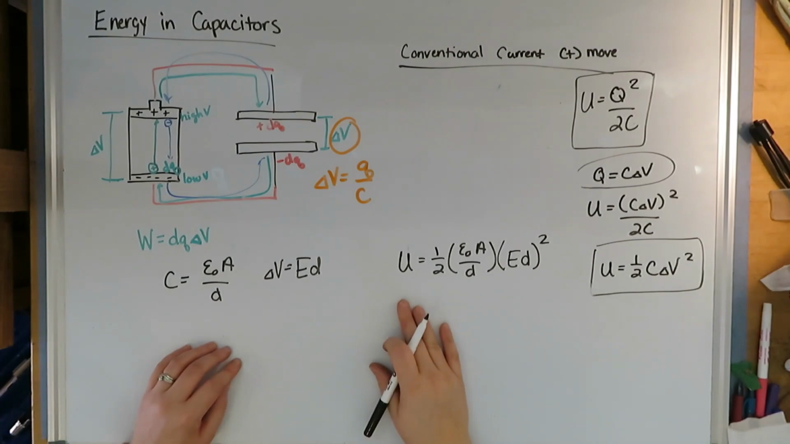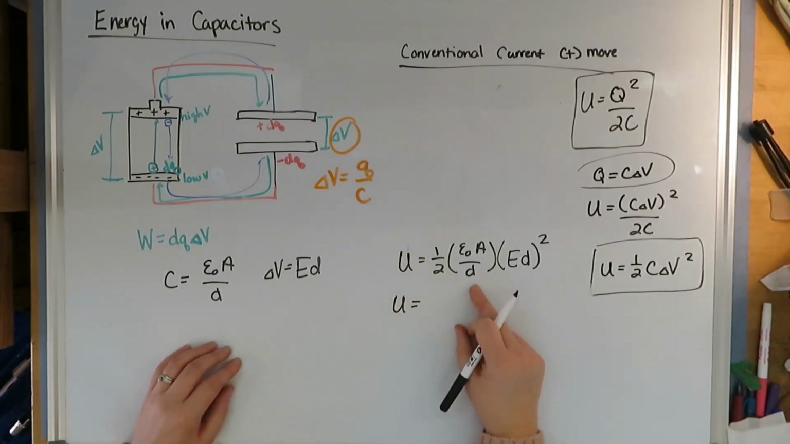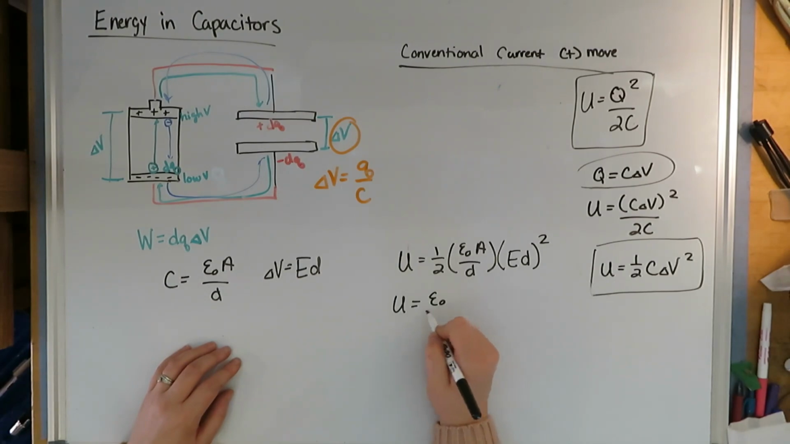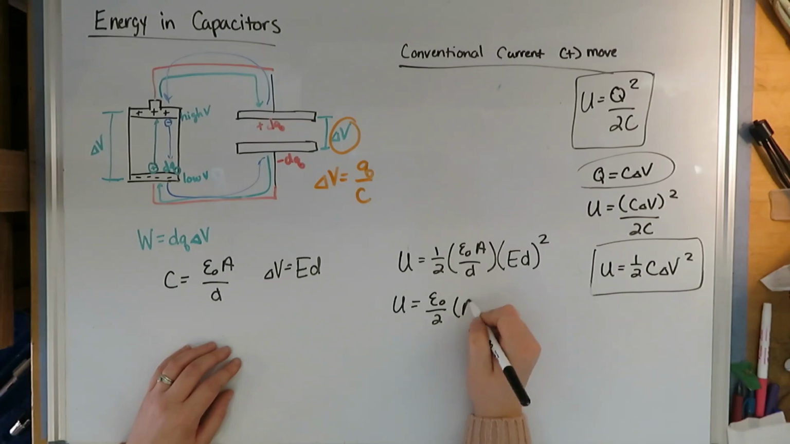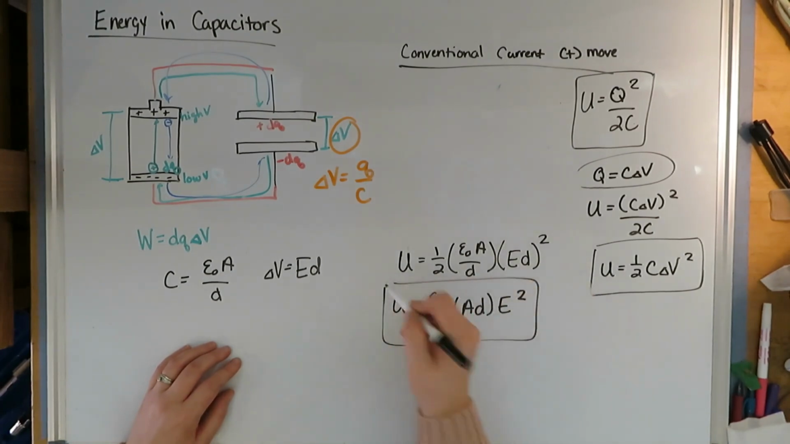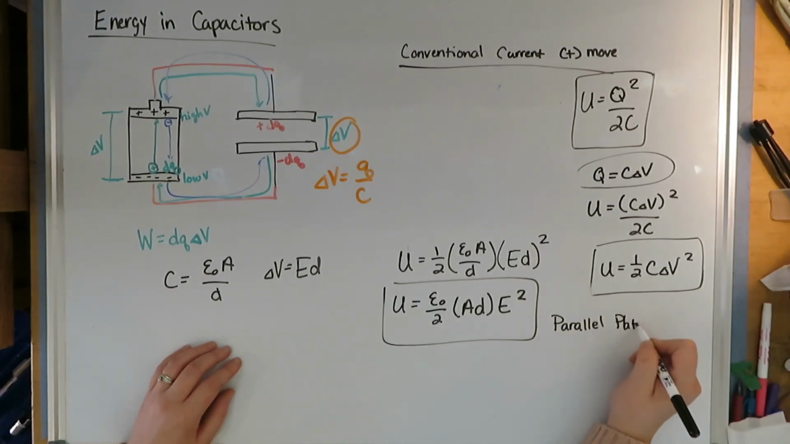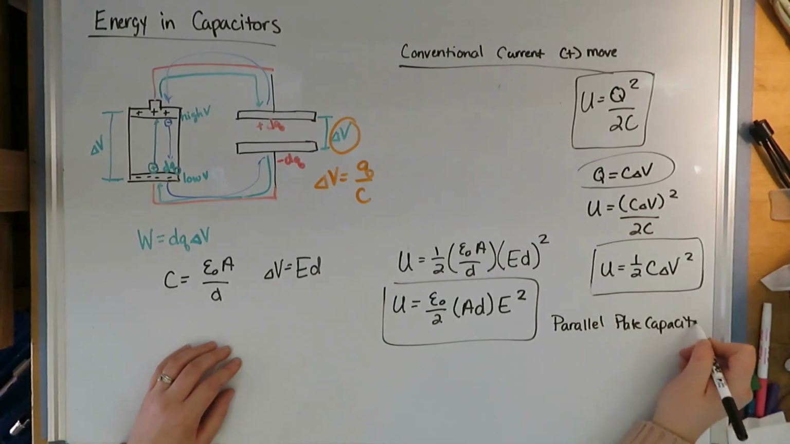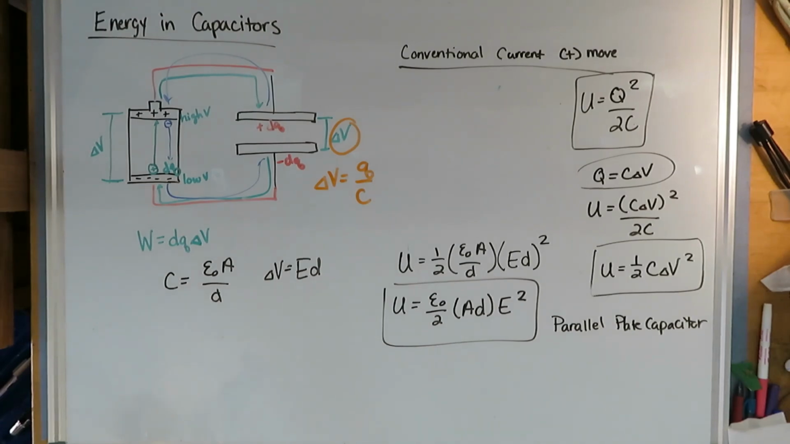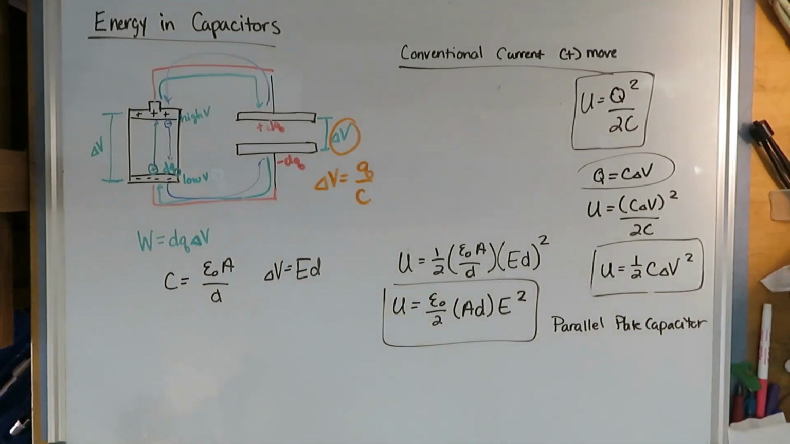Then you have, let's see, what would this be? One of the d's is going to cancel. So you're going to get epsilon naught over 2, which are our constants, times A d E squared. And this is the potential energy. This one is specifically for a parallel plate capacitor, whereas these ones are valid for like any capacitor. It's just that what determines your equations is going to be different for different shapes of capacitors, because you cannot use C equals epsilon naught A over d if this is not a parallel plate. So this part is specifically for a parallel plate.